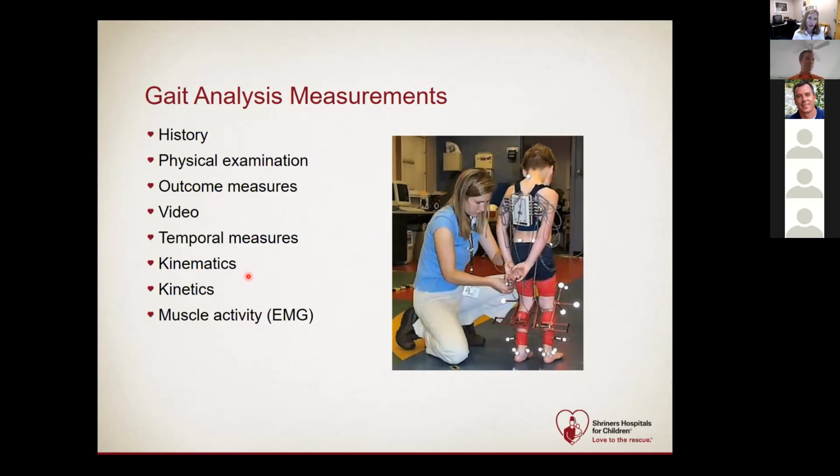We take a pretty comprehensive history with the family as well as spending a lot of time looking at charts and doing chart reviews. We'll do a physical exam, and I'll go into some details about our physical exam and what we do for our outcome measures. And then Bruce will take over on the technical stuff of what we're looking at.